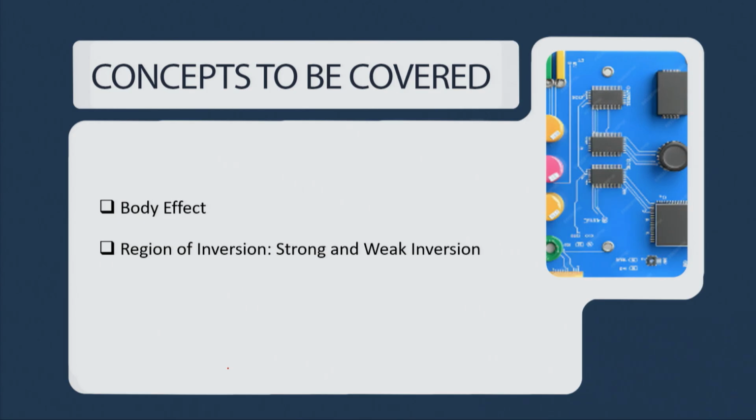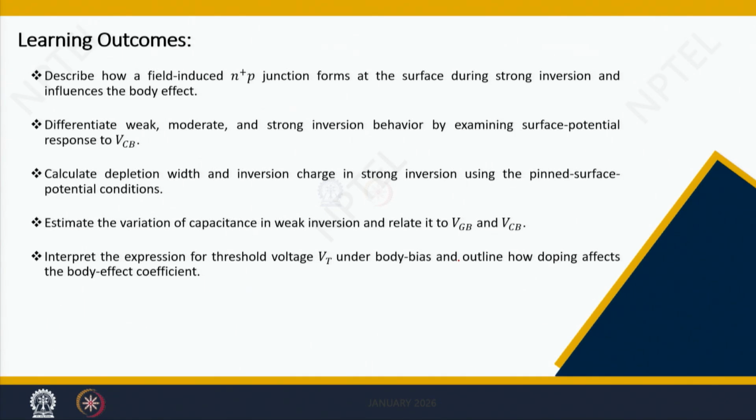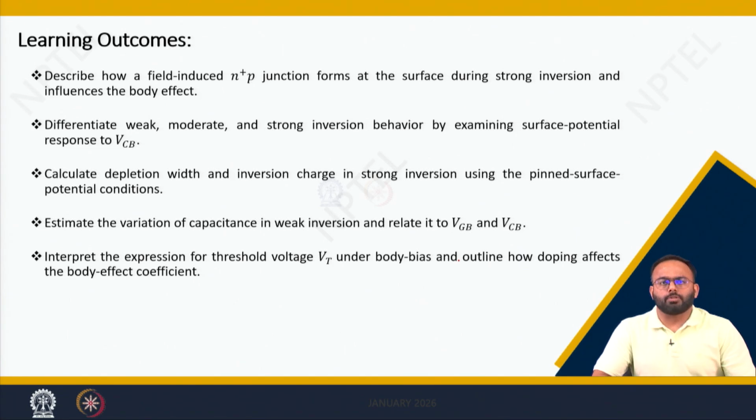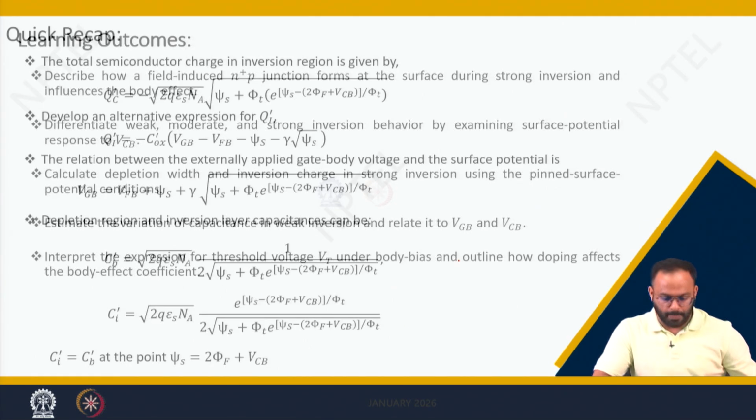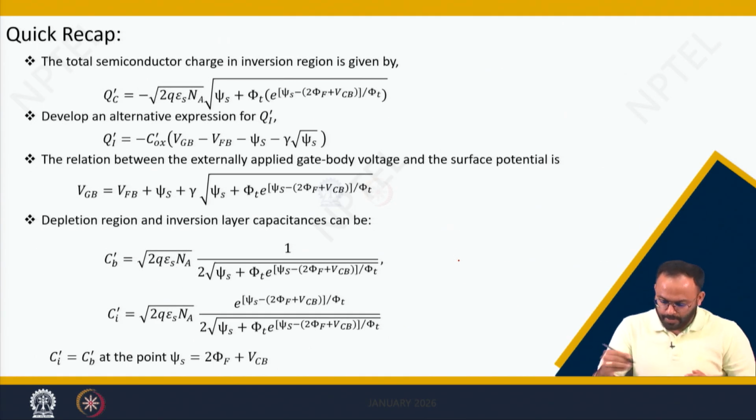In this lecture, we will discuss the body effect, meaning how the body of a 2-terminal or 3-terminal structure affects your inversion charge, or in general the surface charge. We will see a few regions of operation, mainly strong and weak. These are the learning outcomes of this lecture, which help us to understand thoroughly the impact of VCB on your channel charge.